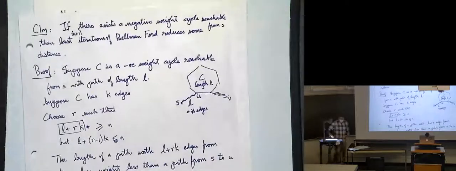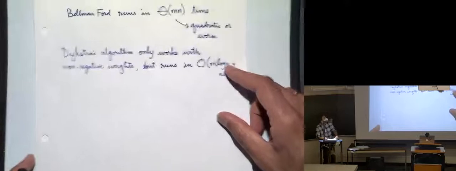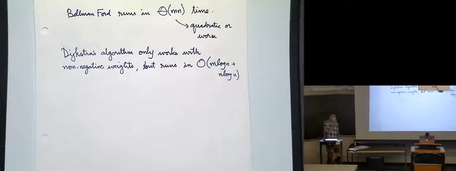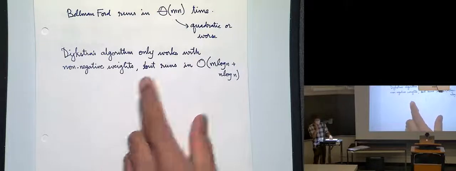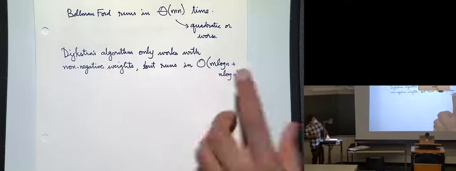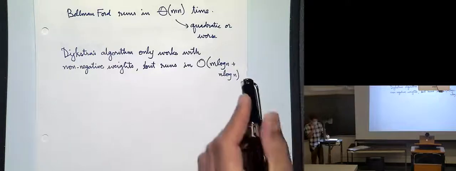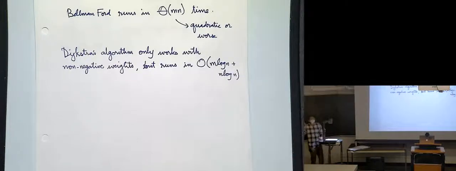The final place where I left you is this, which says that Bellman-Ford runs in theta of mn time. So it is quadratic or worse. And Dijkstra only works with non-negative weights, but instead of mn, it's essentially m log n. And you can use fancier data structures to get something like m plus n log n, using something called a Fibonacci heap. But that's beyond the scope of what I want to talk about in this course.